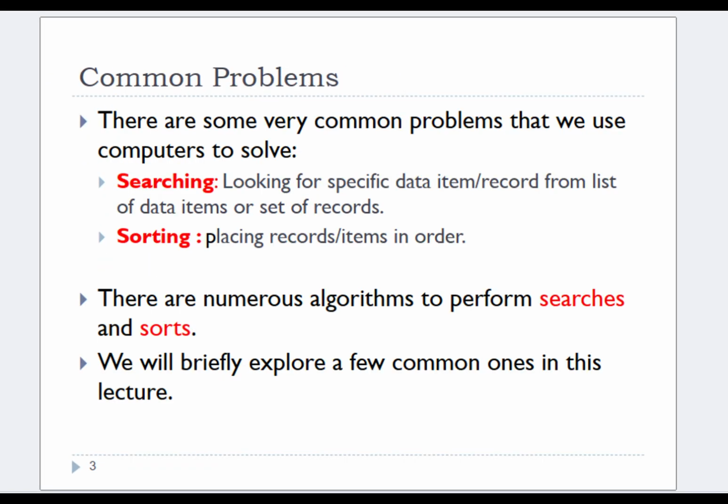Common problems. There are some very common problems that we use computers to solve. Searching: looking for a specific data item/record from a list of data items or set of records. Sorting: placing records/items in order. There are numerous algorithms to perform searches and sorts. We will briefly explore a few common ones in this lecture.